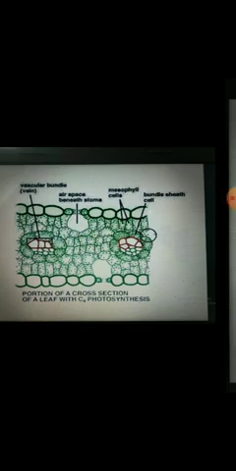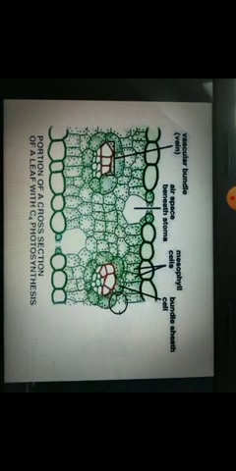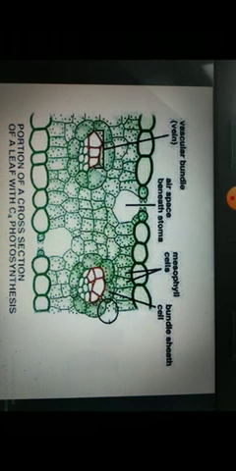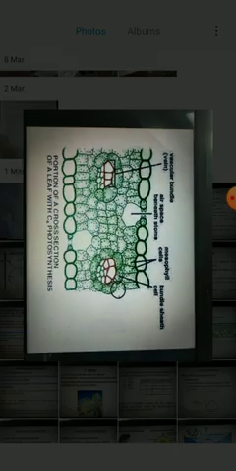Here you are seeing the Kranz anatomy. This is the vertical section of the leaf in a C4 plant, and you can see a vascular bundle covered with bundle sheath cells. These bundle sheath cells contain chloroplasts, and the other mesophyll cells also contain chloroplasts. This special type of anatomy is known as Kranz anatomy. Now let's move to the cycle.